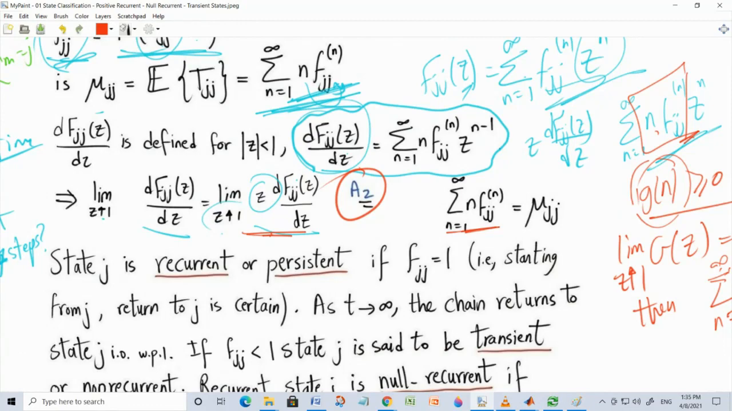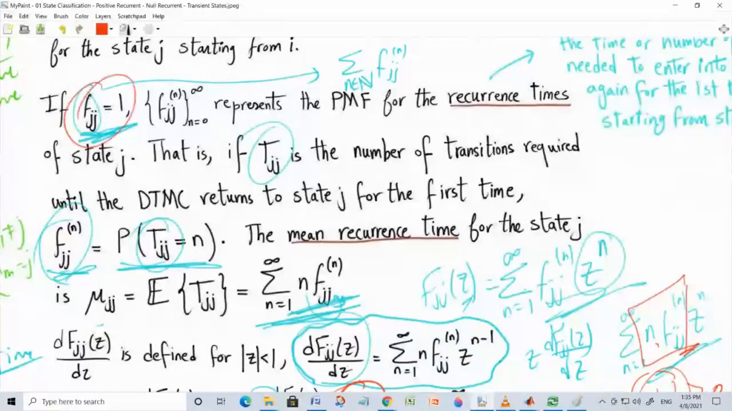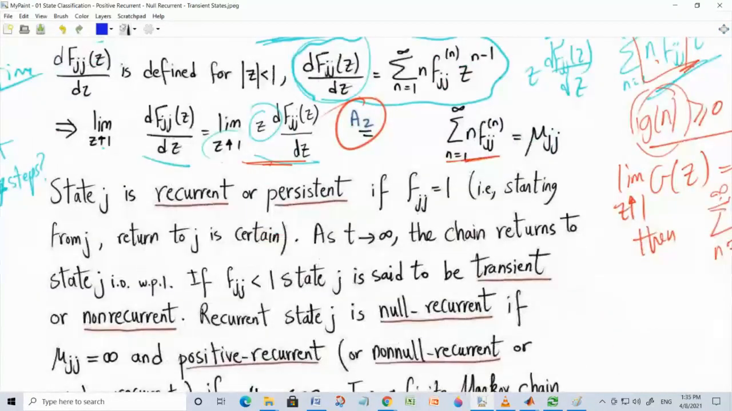Now, a state in which fjj is equal to 1. If this is true for state j, then the meaning is that if you start in j, then sooner or later, with probability 1, you will come back to j. It may take you 1 trillion years to go back to j, but it will happen sooner or later. If fjj is equal to 1, then our state is given a name. This is the first class of states. It's called a recurrent state, and some references refer to it as a persistent state. Here I will prefer recurrent.